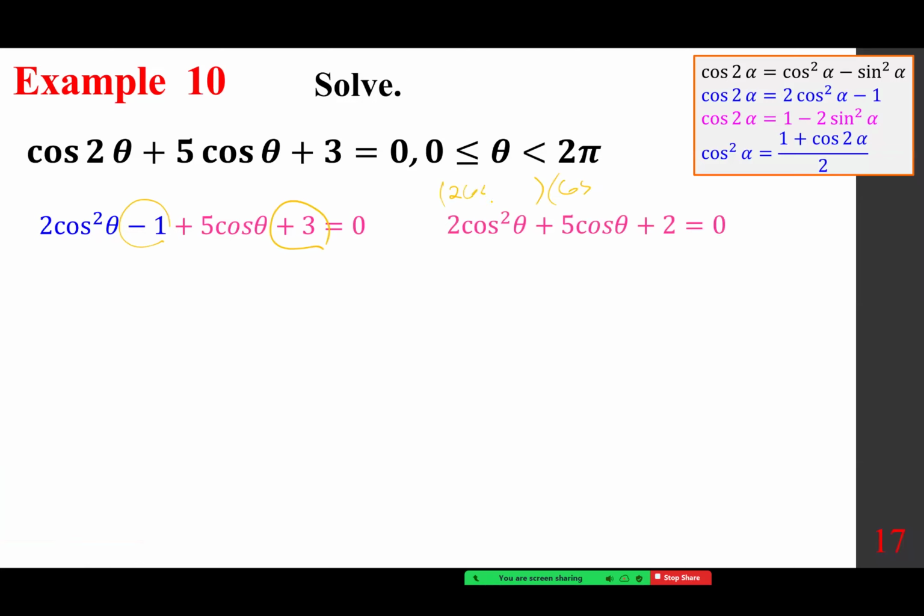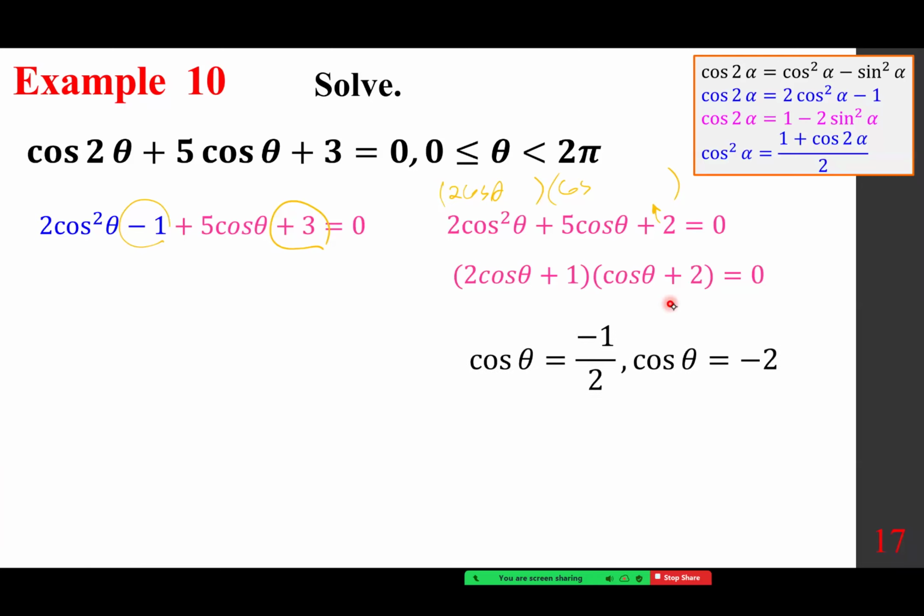So this is 2 cosine theta. This is 1 cosine theta. And 2, you have no choice but to go with 1 and 2. You have to figure out where to put it. And both of them positive or both of them negative. You work it out, you end up with this situation. So the first one says cosine theta must be negative 1/2. The second one, cosine theta must be negative 2.